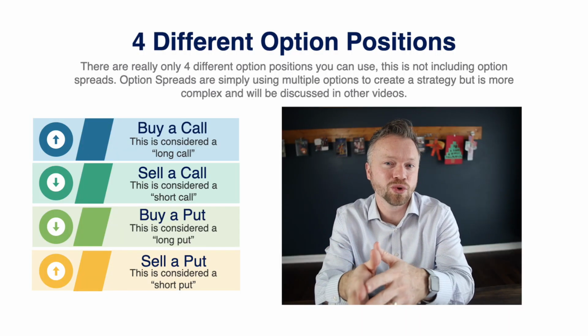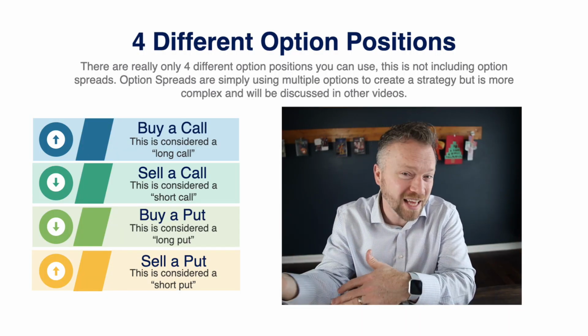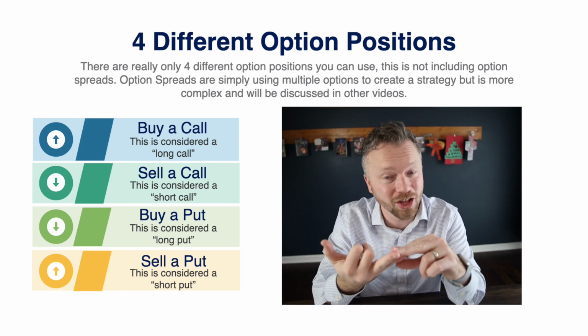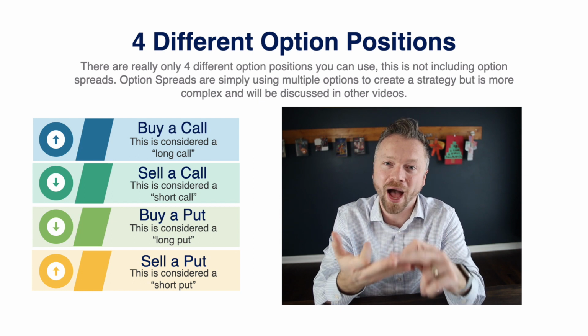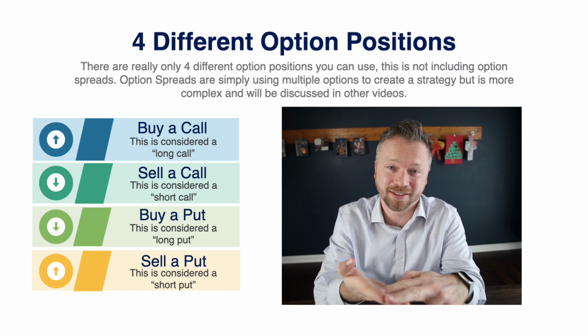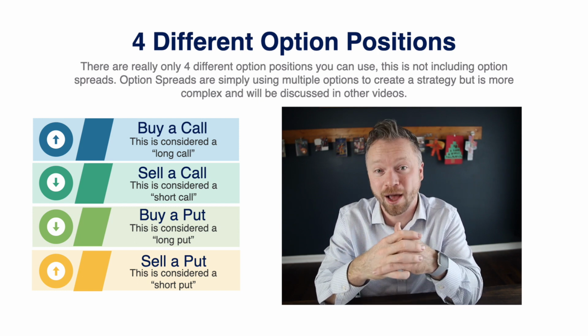So there actually is a grand total of 4 positions that you could possibly have with an options contract. Because you can not only buy an option, but you could also sell an option. So you could buy a call contract, or you could sell a call contract, or you could buy a put contract, or you could sell a put contract. And those are the only 4 different ways that you can trade options.